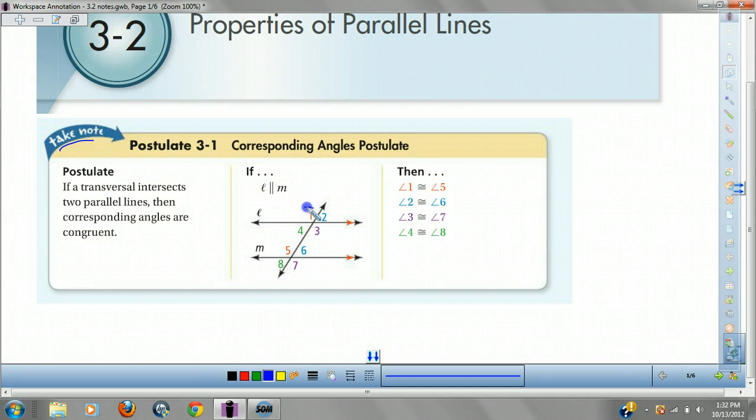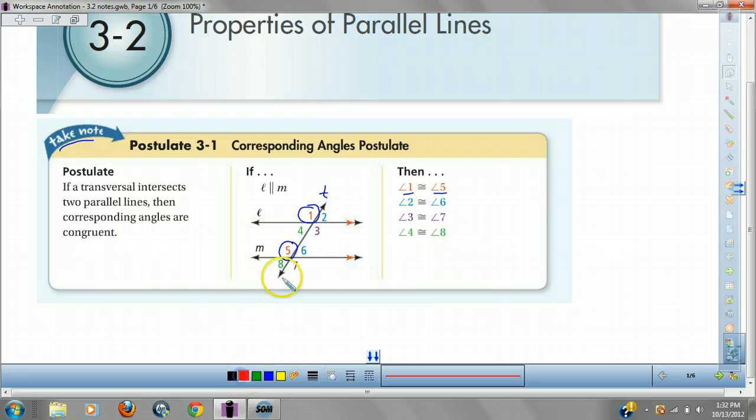Remember, corresponding angles means they're in the same spot. The angle that corresponds with 1 is in the upper left-hand side, and the angle on your other parallel line that's in the upper left-hand side is 5. So if L and M are parallel, crossed by our transversal T, then angle 1 has to be congruent to angle 5 because corresponding angles are congruent.